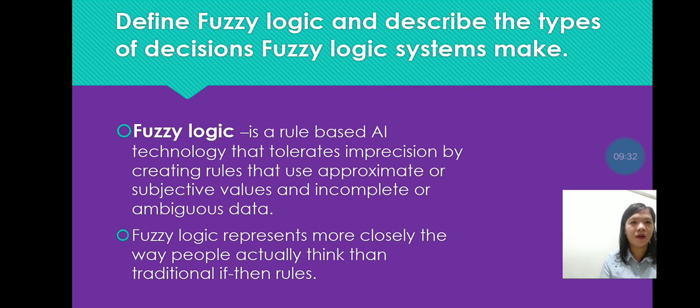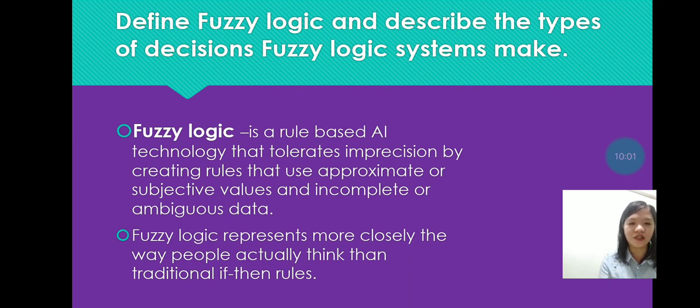Define fuzzy logic and describe the type of decisions fuzzy logic systems make. Fuzzy logic is a rule-based AI technology, which is artificial intelligence technology, that tolerates imprecision by creating rules that use approximate or subjective values or incomplete or ambiguous data.